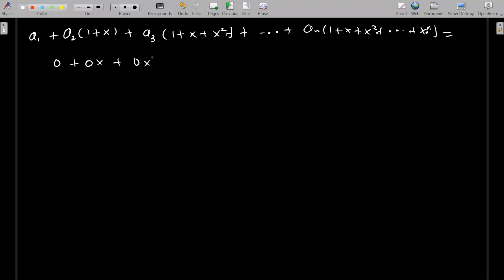x to the power what, x squared, yeah, plus 0x3 plus all the way to 0xn. So this is not the 0-degree polynomial. This is like the zero polynomial. Okay, let me put it that way.